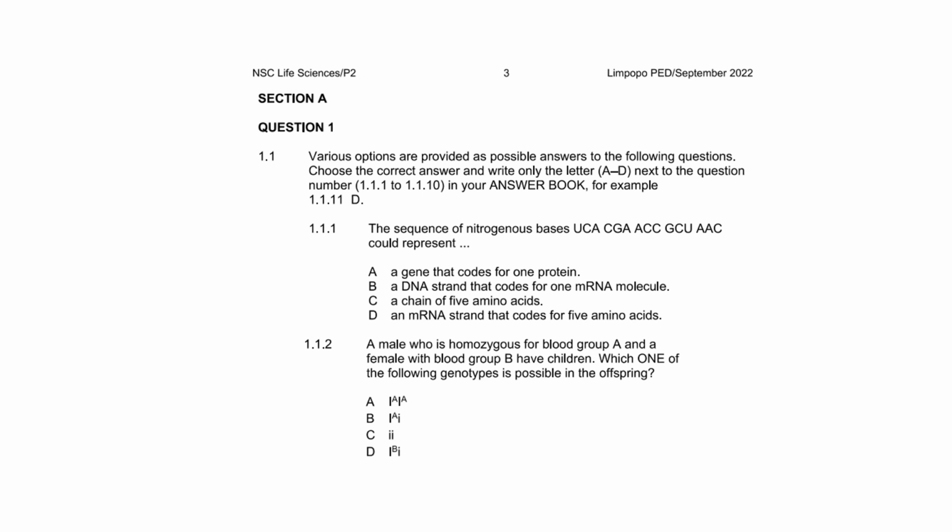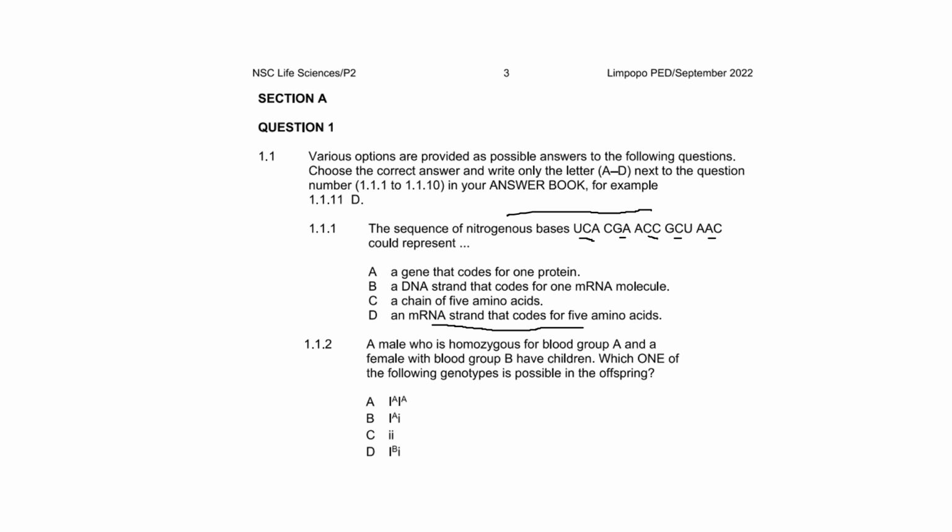Option A, it can be a gene that codes for protein. Remember that we know it's an RNA because we've got uracil. And for us to form amino acids, this will be a code that will give us amino acids. So in other words, the most obvious option from the given ones will be an mRNA strand that codes for 5 amino acids.